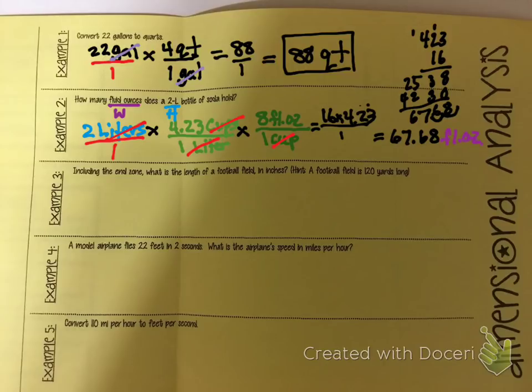Okay? All right, the next one says, including the end zone, what is the length of a football field in inches? Hint, a football field is 120 yards long. So what do I have? I have 120 yards. That's my H. What do I want? That's going to be the length of the football field in inches. Okay, so let's set up the original problem, the what I have. And I have 120 yards. Now, I'm going to give that a denominator of 1.